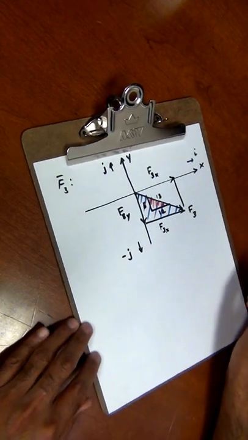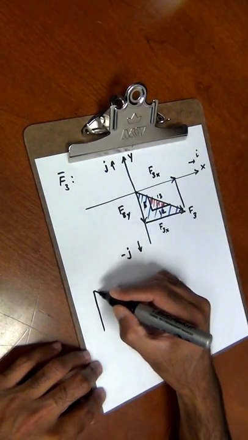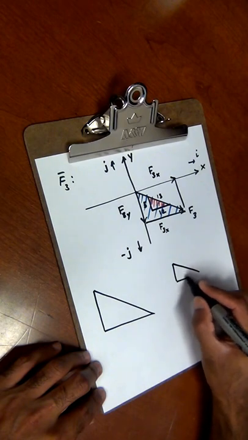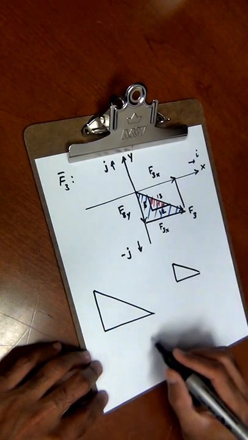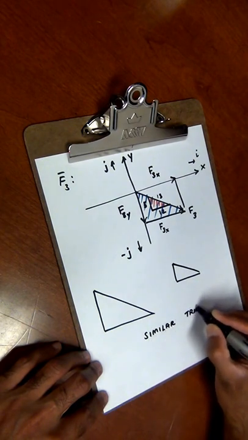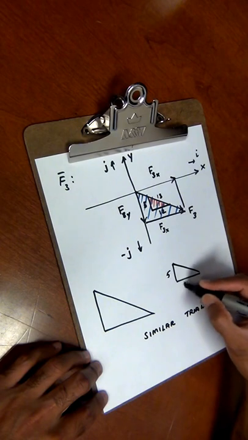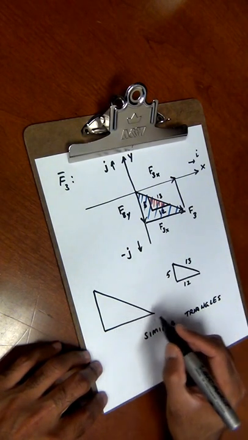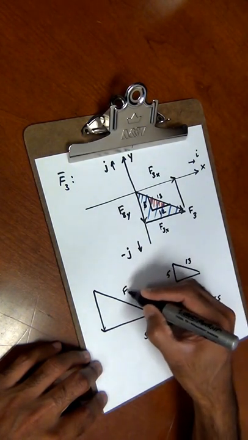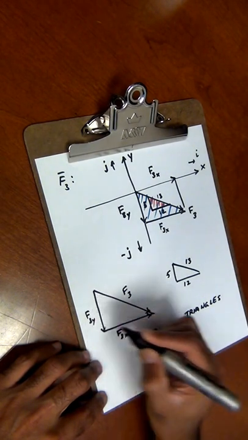And so if I just redraw these two triangles right here, I have the larger triangle, and then I have the smaller triangle. Of course these two are similar triangles. This side is 5, this is 12, and this is 13, and directions here, because we're dealing with vectors, this is F3, this is F3x, and this is F3y.